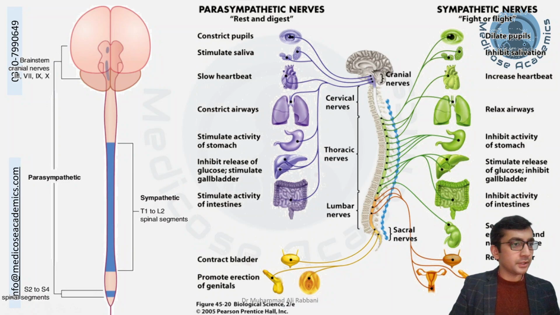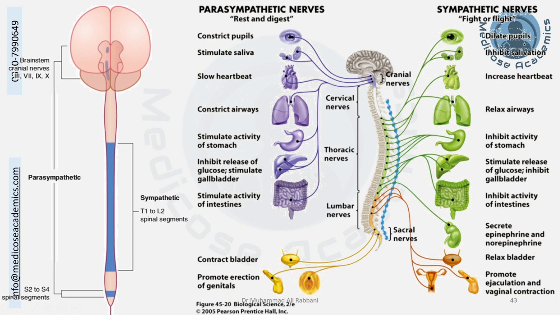You can pause the video here, and I will remove myself. You can pause the video here and just go through the whole list. At different organs, what is the influence of the sympathetic nervous system and what is the influence of the parasympathetic nervous system? I will not be going into much detail. You can pause the video and go into the detail yourself. I will be more focusing on the anatomical component. Let's start there.